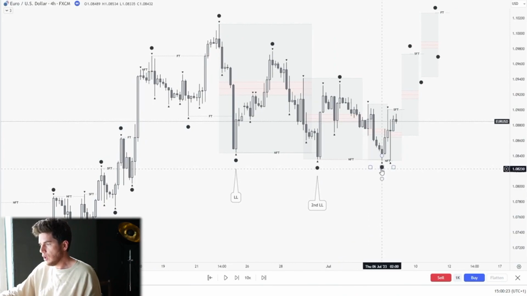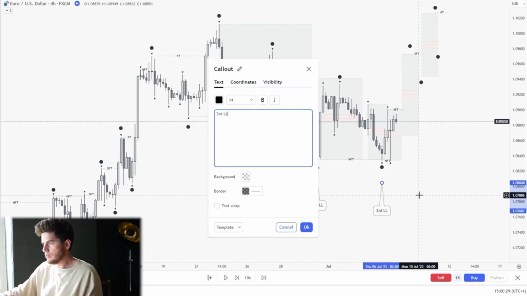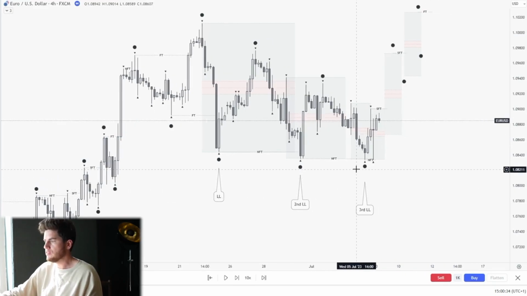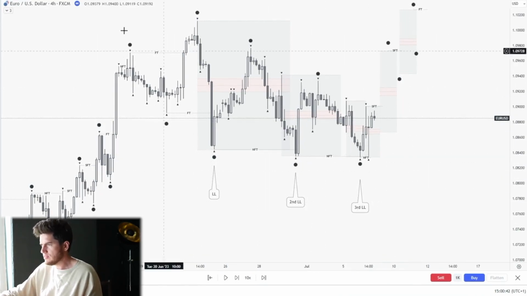So we get no follow through again. We create a new lower low. So we've got a 3rd lower low now. So we're still bearish in terms of momentum, but we have a directional bias of no follow through. So we can look for buys. It also means when it goes back into premium, we can counter and look for sells because we're producing lower highs and lower lows.